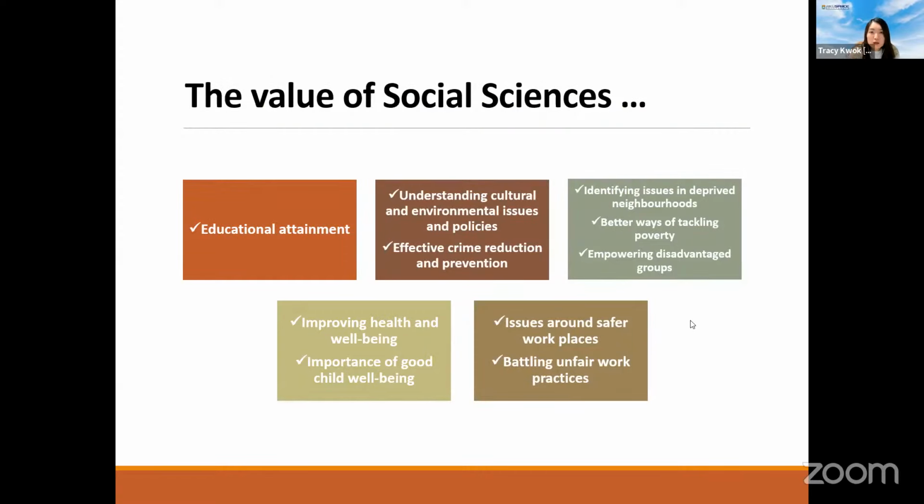And you know, the value of social science is a very wide range of knowledge, which covers education attainment, and also includes knowledge about studying culture, environmental issues, and policy. It will also give you a lot of skills and knowledge from the social perspective, like identifying issues about society, and knowing some theory on how to empower disadvantaged groups. We will also cover a lot of theory, in some courses, about research studies toward mental health and well-being.